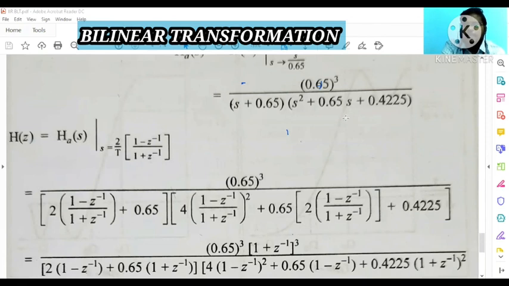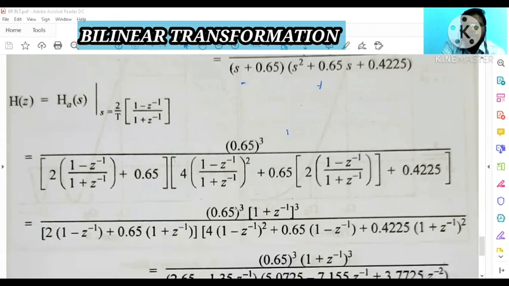First term is over. Then the second product term is whole square, so 2 into 1 minus z inverse divided by 1 plus z inverse whole square. 2 squared means 4, so only I will keep it as this fraction term alone. The square term is kept as a fraction term, plus 0.65 into 2 into 1 minus z inverse divided by 1 plus z inverse, plus 0.4225. Now you simplify this expression.